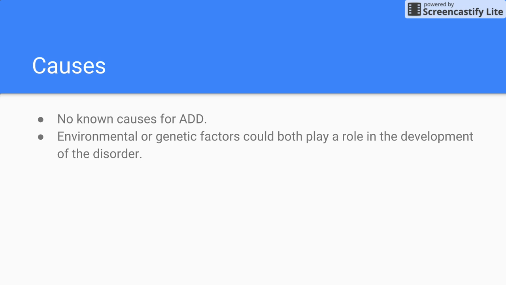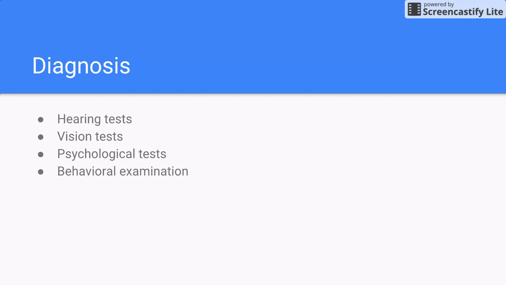No one knows for sure what causes ADD, but studies point to a combination of genetic and environmental factors, such as low birth weight, smoking and drinking while in utero, and exposure to drugs and toxins.